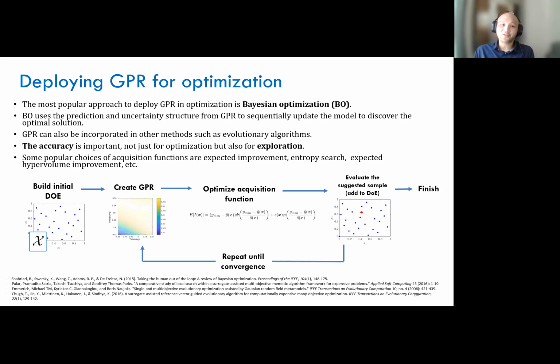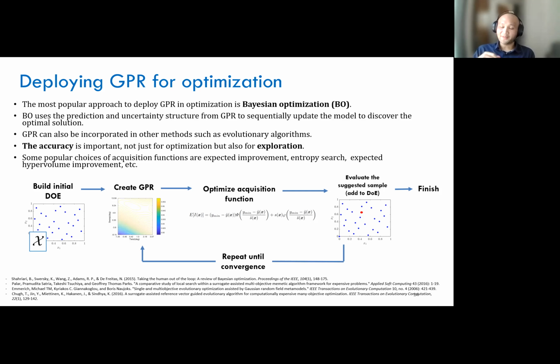But we can also use this for other methods like evolutionary algorithms, because you can also find in the literature that we also have the Kriging assisted evolutionary algorithms, or maybe the Kriging based particle swarm optimization. And maybe you can also find Kriging assisted CMA-ES. So there are so many applications of GPR in optimization methods.